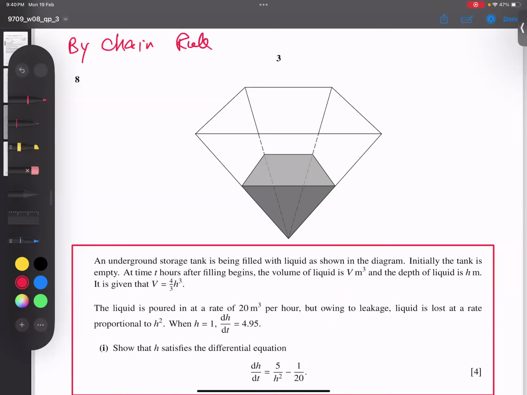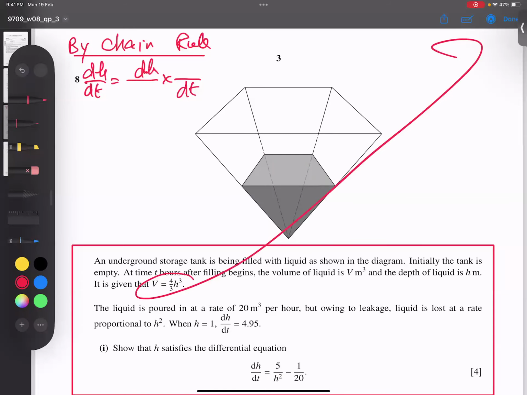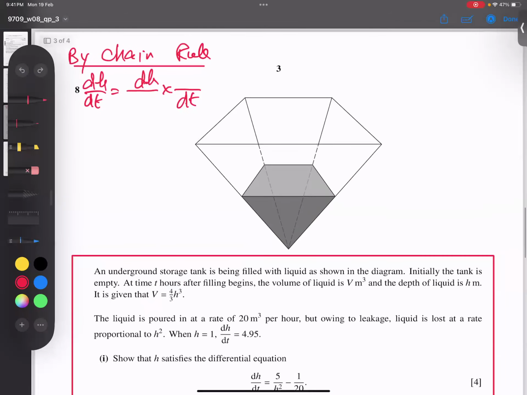This is the best way of starting. dH by dt is my target. I'm writing dH by dt, and I write two fractions: here dH, here dt. Now the third will be what I don't know, but it is helping us, and that is volume V equals 4 over 3 h cubed.